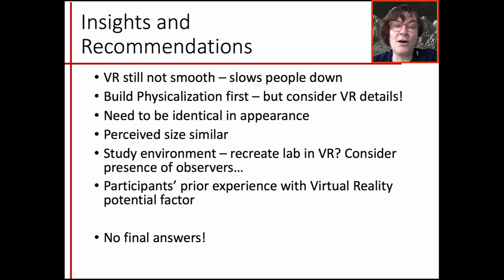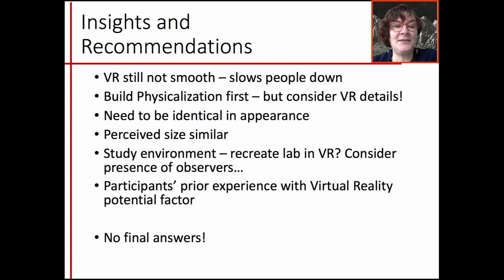VR still often isn't smooth enough, and that was a big problem in our study because it slowed people down and made them feel less comfortable. So VR needs at least 90 Hertz for a study to make sense. In terms of comparative study, we recommend to build the physicalization always first, so it's actually buildable, but also at this point to consider how to do the VR model, especially to consider the number of polygons required in VR, because this affects graphics performance.